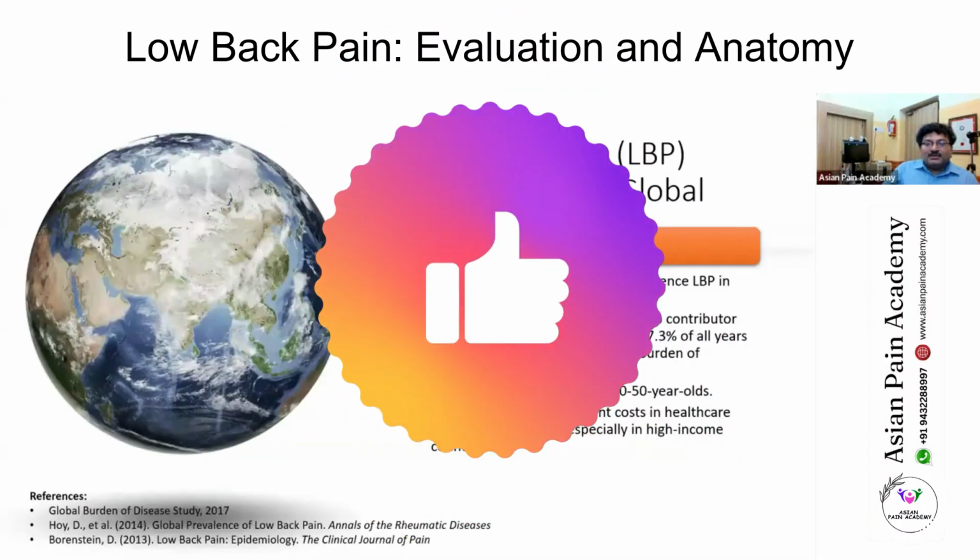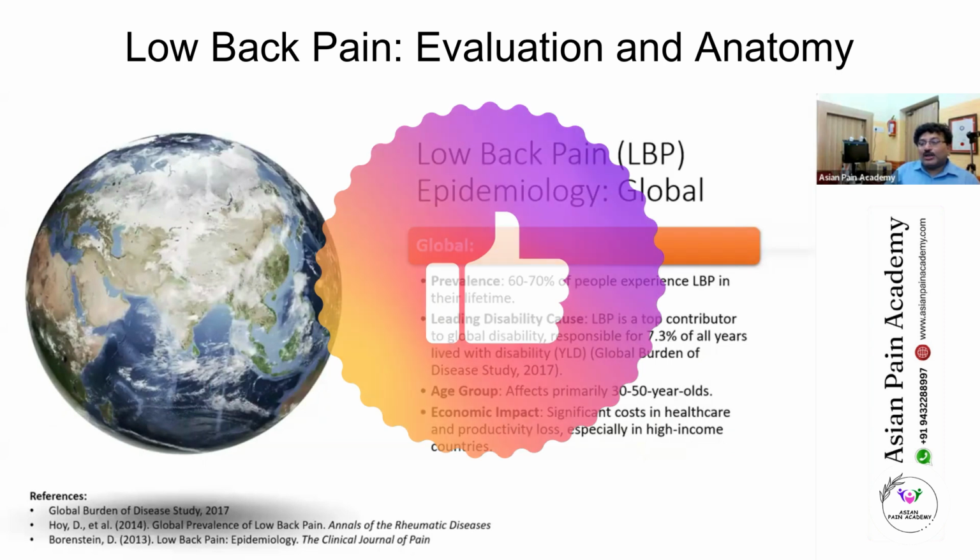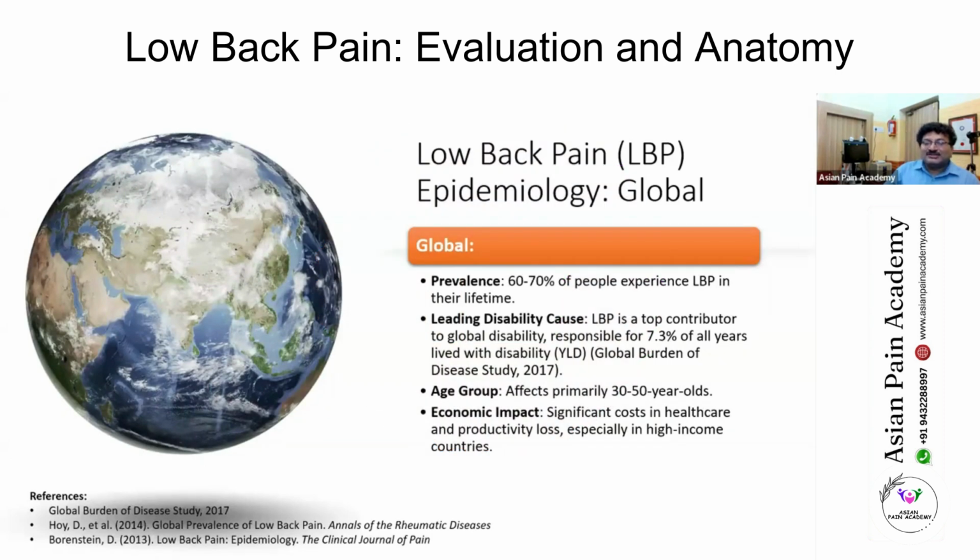Now, back pain is a very well-known global problem. To be frank, its prevalence is around 60 to 70%, and it is the leading cause of disability. And you will find a surprising thing. The worst part is that it is affecting more of the age group which is primarily the economically productive group, that is 30 to 50 years. And obviously, it is having a huge economic impact.